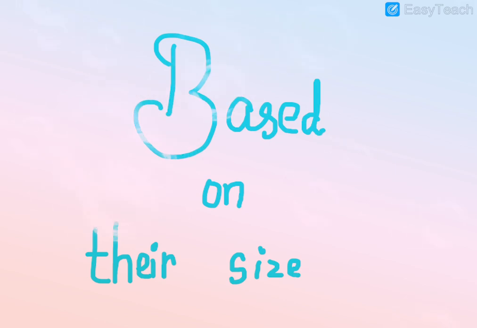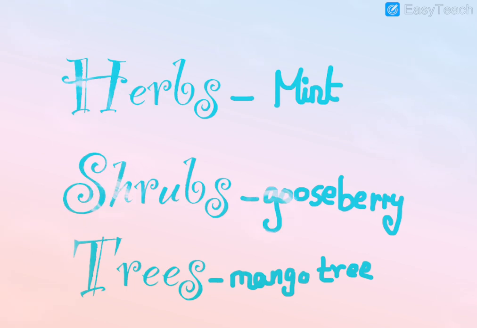based on their size. Okay, based on their size, it's herbs, shrubs and trees. So based on their size means not only size, even the color will include even the color also. Okay, so herbs are nothing but these plants with tender green stems. These are the plants with tender green stems.